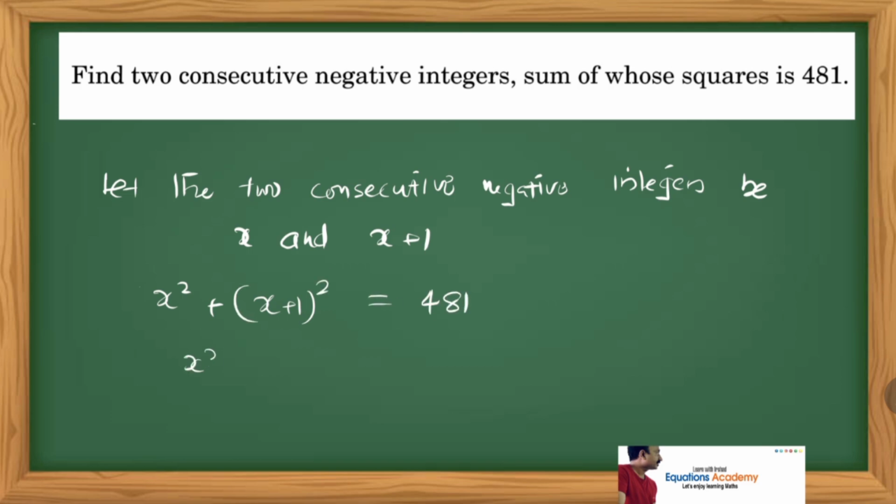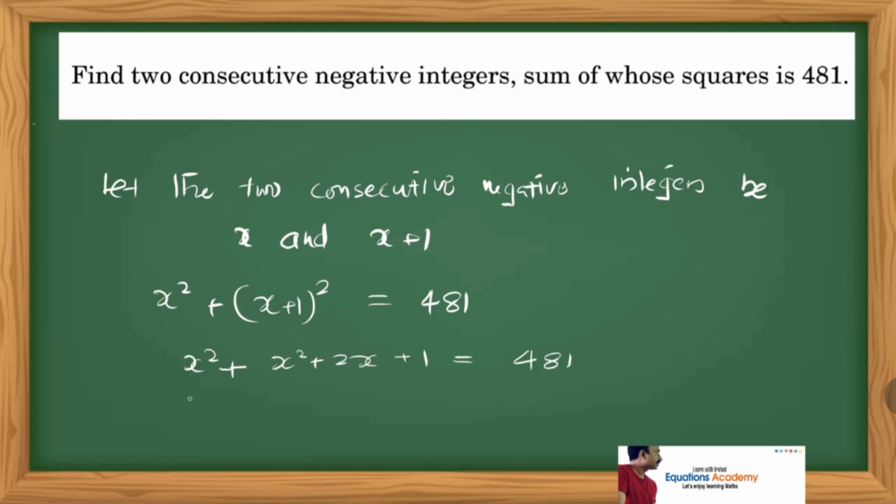That means x square plus (x plus 1) whole square, we will expand like (a plus b) the whole square. We know (a plus b) whole square is a square plus 2ab plus b square. So this will be x square plus 2ab, 2 into x into 1 is 2x, plus b square, 1, is equal to 481.